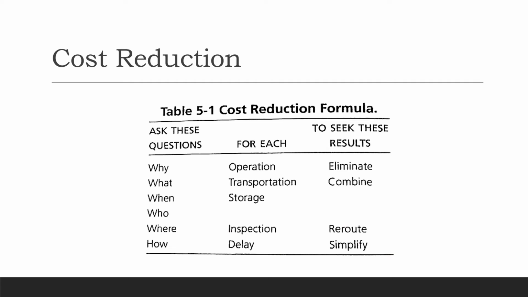So this is the cost reduction formula. It is actually like a model, and here we ask questions: why, what, when, who, where, and how. For each operation: transportation, storage, inspection, and delay. And we do this to find out if we can eliminate, combine, reroute, or rearrange, or simply all of this.